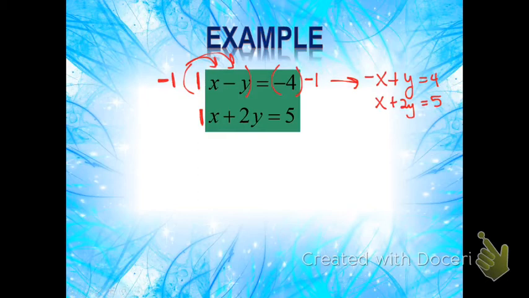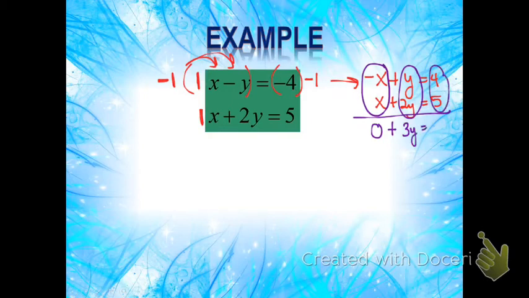The next step was to add the columns to eliminate one of the variables. So when I do the opposite of x plus x, that equals 0. When I do y plus 2y, that equals 3y. When I do 4 plus 5, that equals 9. And then this equation I can solve easily by combining my like terms and then also using inverse operations.